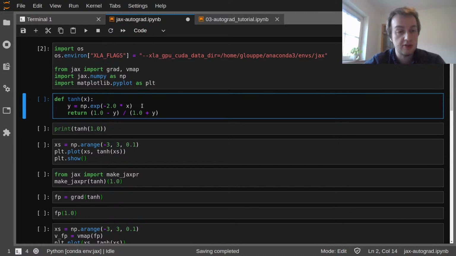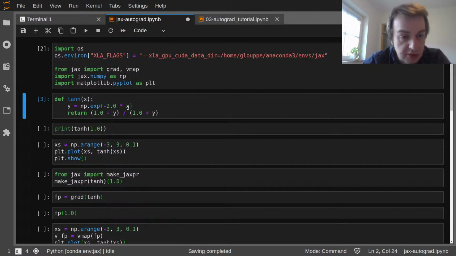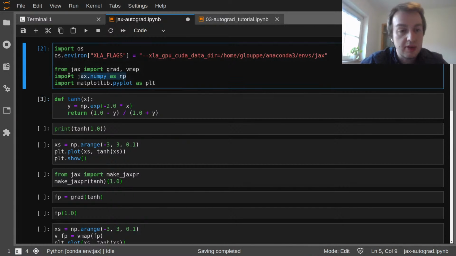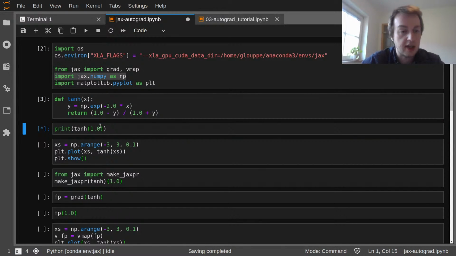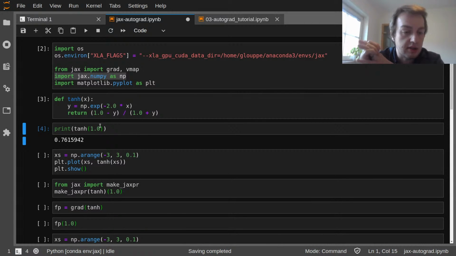And so I will first, for example, define again that same hyperbolic tangent function. If you are familiar with NumPy, I would be using the exponential function from NumPy. Except, and this is an important difference, I'm not importing NumPy, I'm importing the JAX API of NumPy. So this import statement is not import numpy as np, it's import jax.numpy as np. So I define my function. Of course, I can apply it to scalar values, and the hyperbolic tangent of 1 is equal to 0.76.